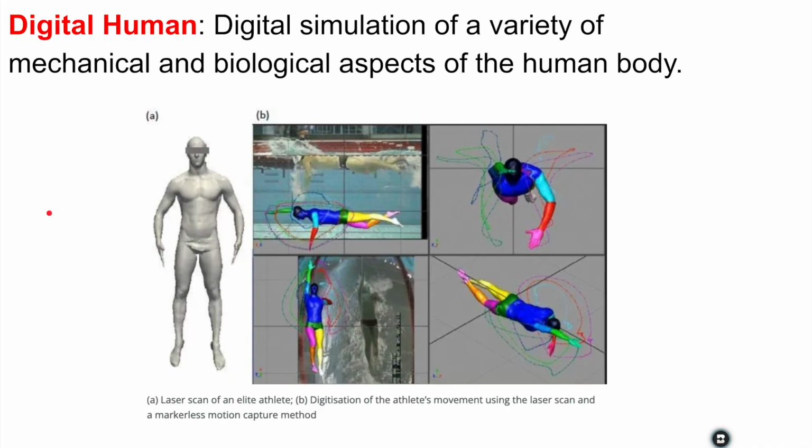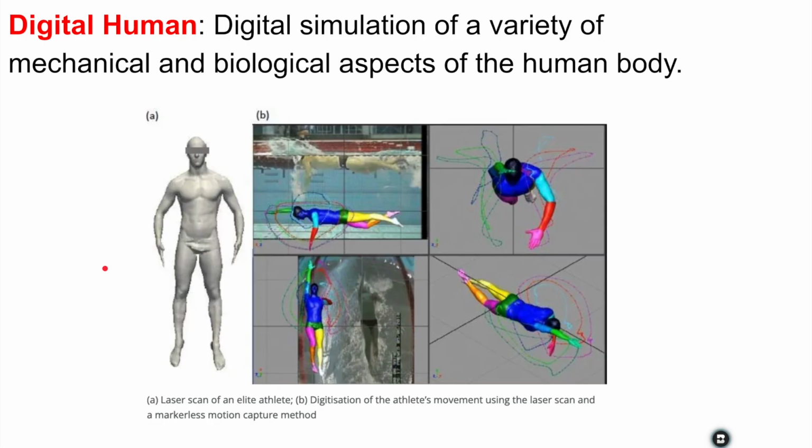Digital humans are digital simulations of a variety of mechanical and biological aspects of the human body. This is an example of a digital human based on a swimmer. So they would take laser scans of an elite athlete, and then they digitize the movements, and they can do sort of motion capture and see how this person is swimming through the water.